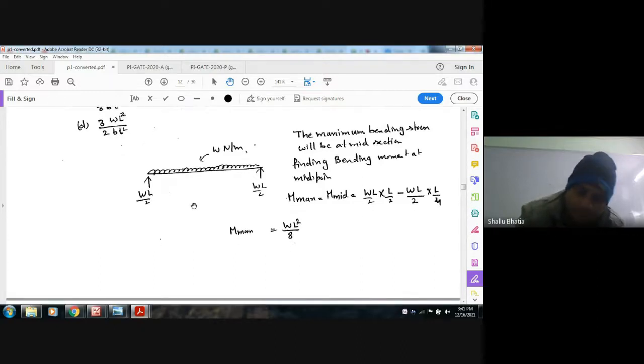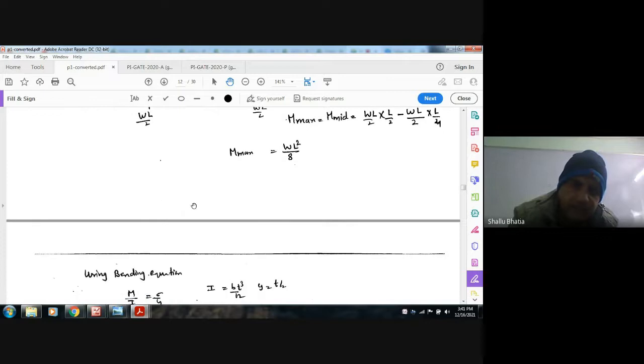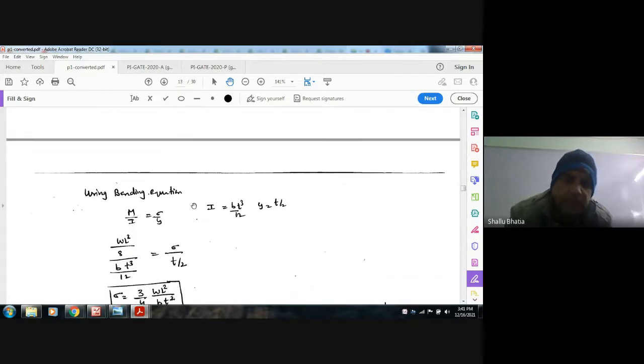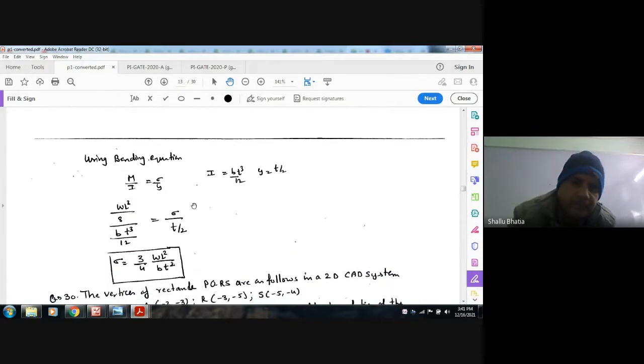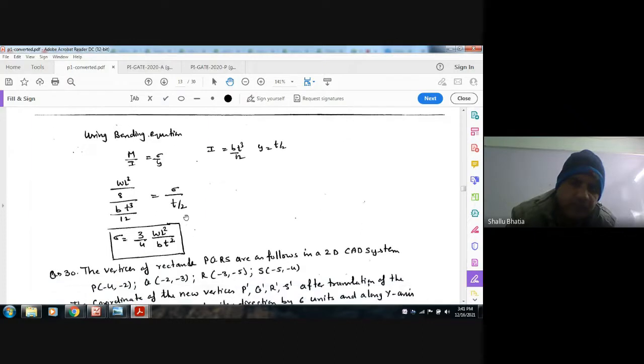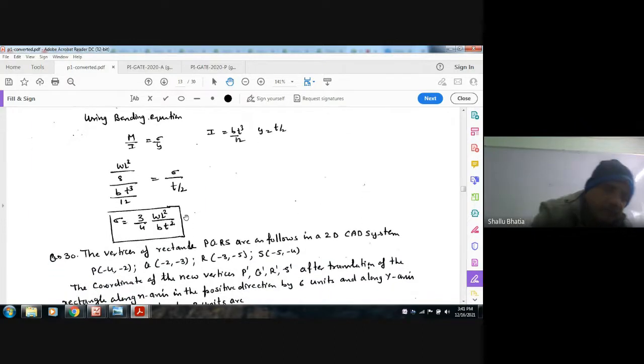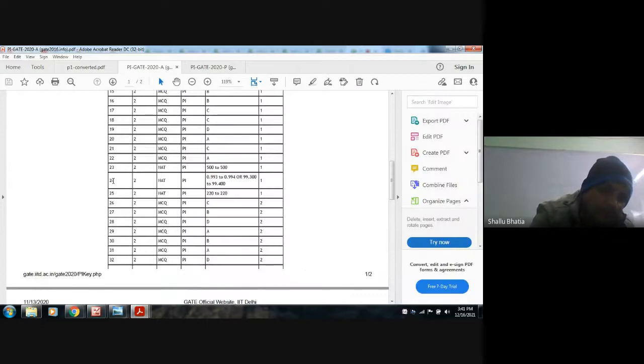Taking moment from one of the sides, M max is WL square by 8. Then using the bending equation, M by I equals sigma by y. So M is WL square by 8, I is BT cube by 12. So sigma, you can find out by putting y as T by 2. So that is 3 by 4 WL square by BT square. Okay, so question number 29, answer A.